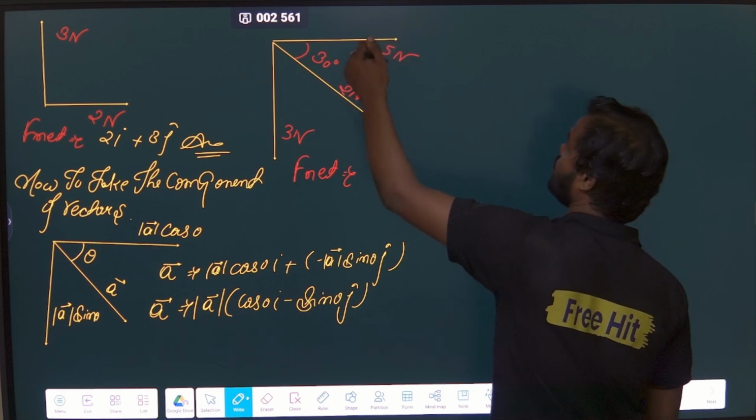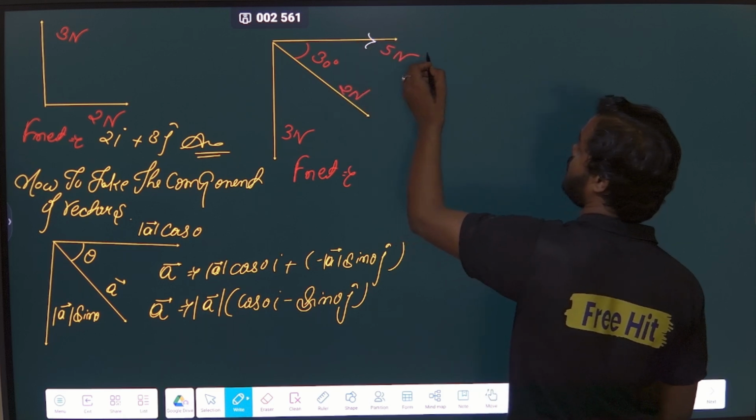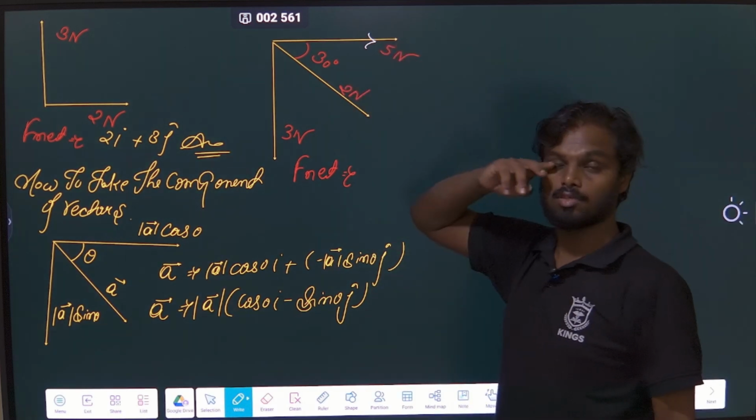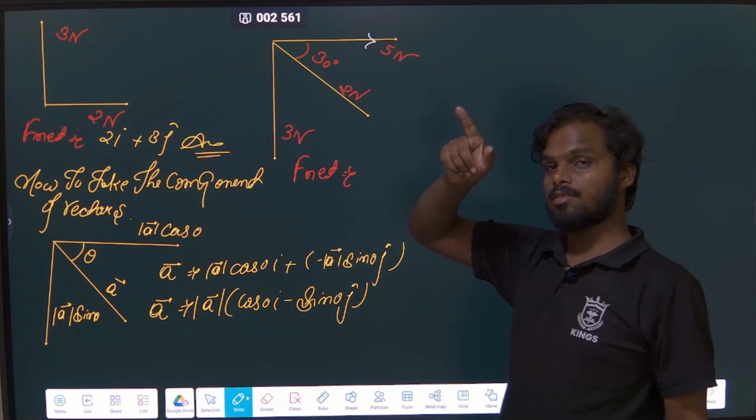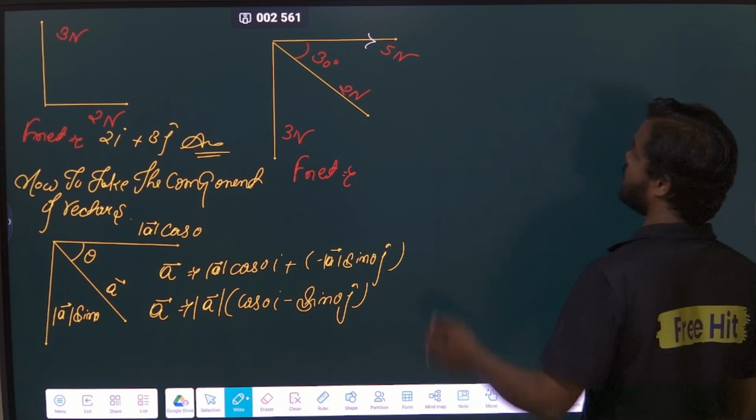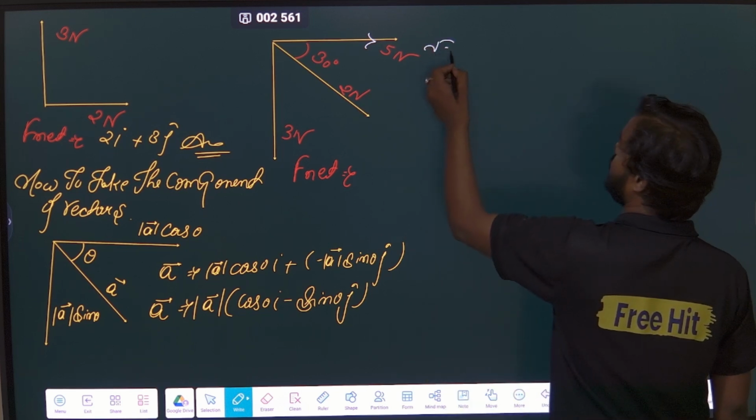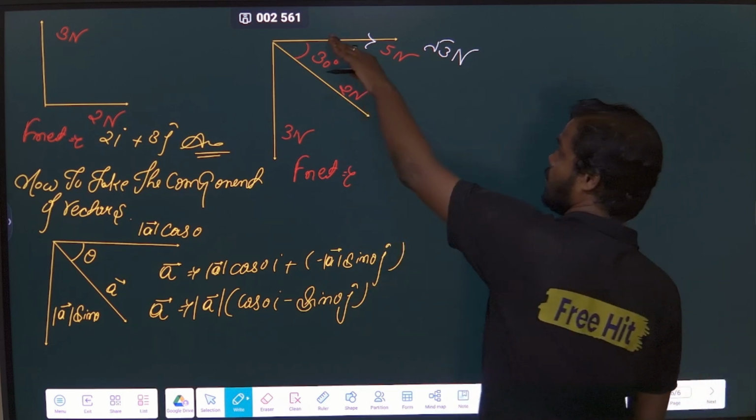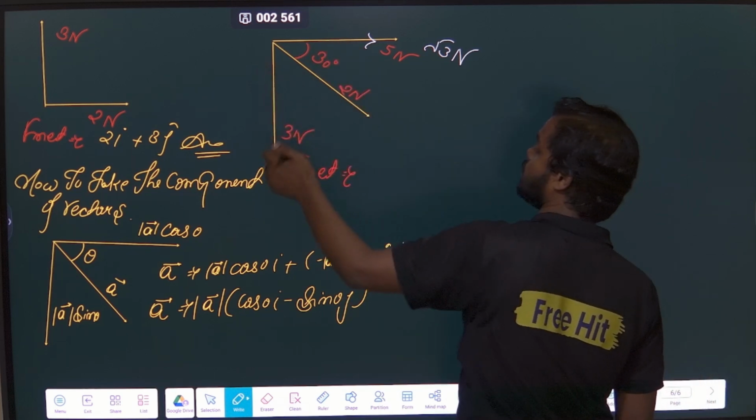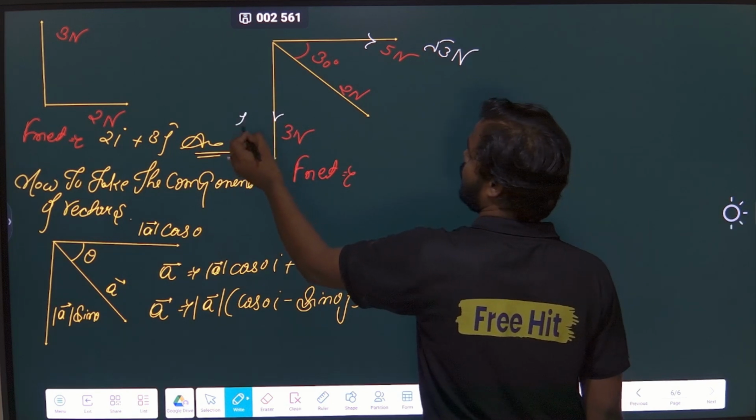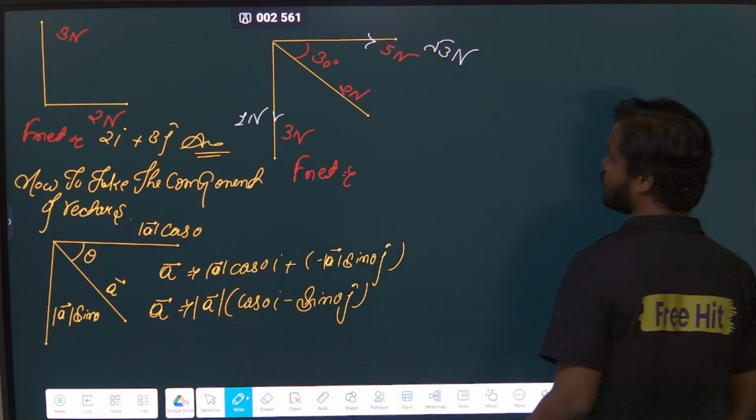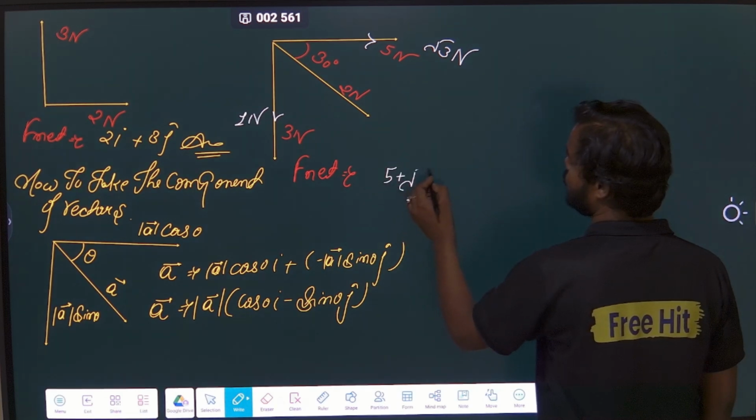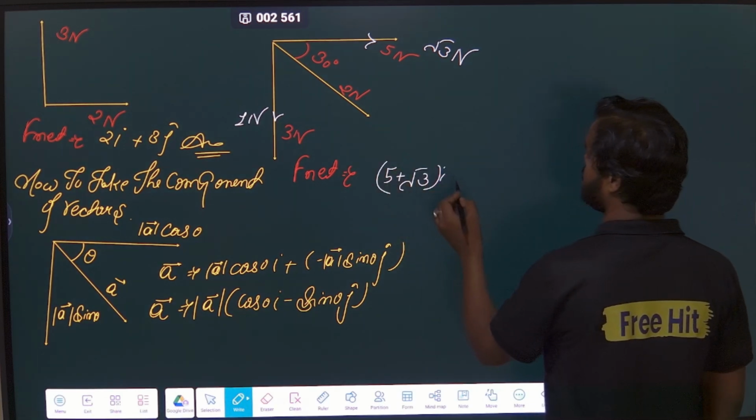So here the component will be along this. We will have 2 cos 30 degree. What is 2 cos 30? 2 cos 30 is root 3. That is mathematics, I am not going to teach you mathematics. Now 2 sin 30 means 1 Newton here. So what is the value in x direction I will get? I will get, sir, 5 plus root 3 Newton is my x direction force.